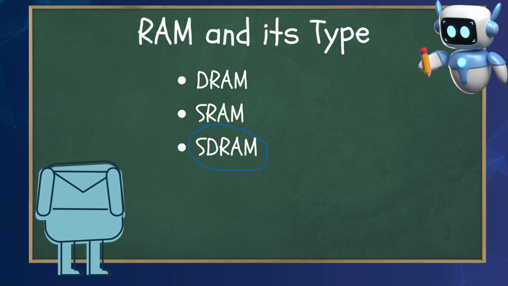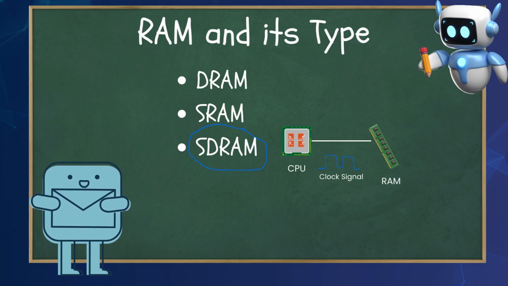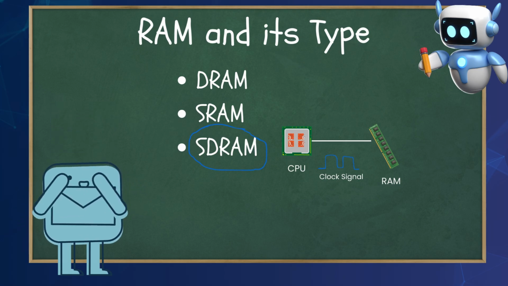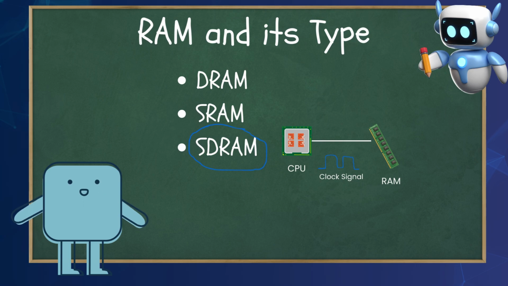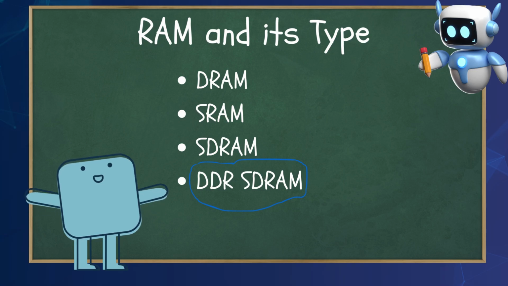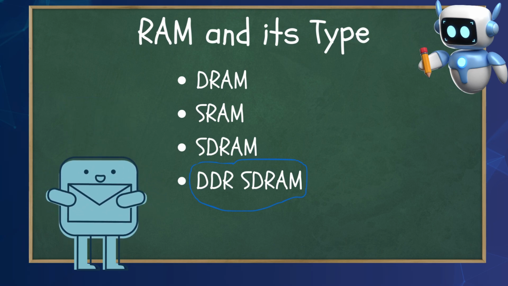The next type is SDRAM, which stands for synchronous DRAM. It is synchronized with the clock of the CPU, allowing it to provide data to the CPU at a higher performance data rate when needed. DDR SDRAM is also synchronous DRAM but with double data rate. Nowadays, when we refer to RAM as DDR4 or DDR5, the double data rate refers to transmitting data on both edges of the clock signal.